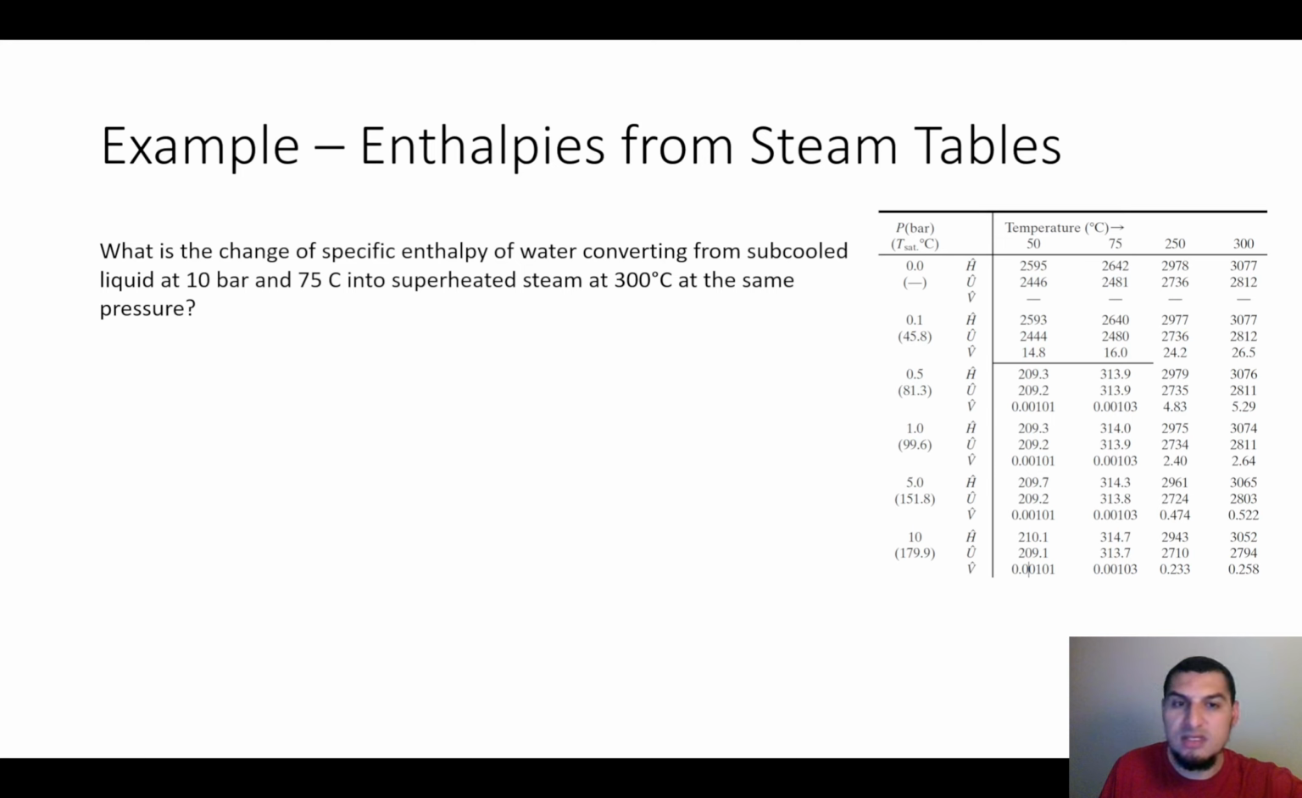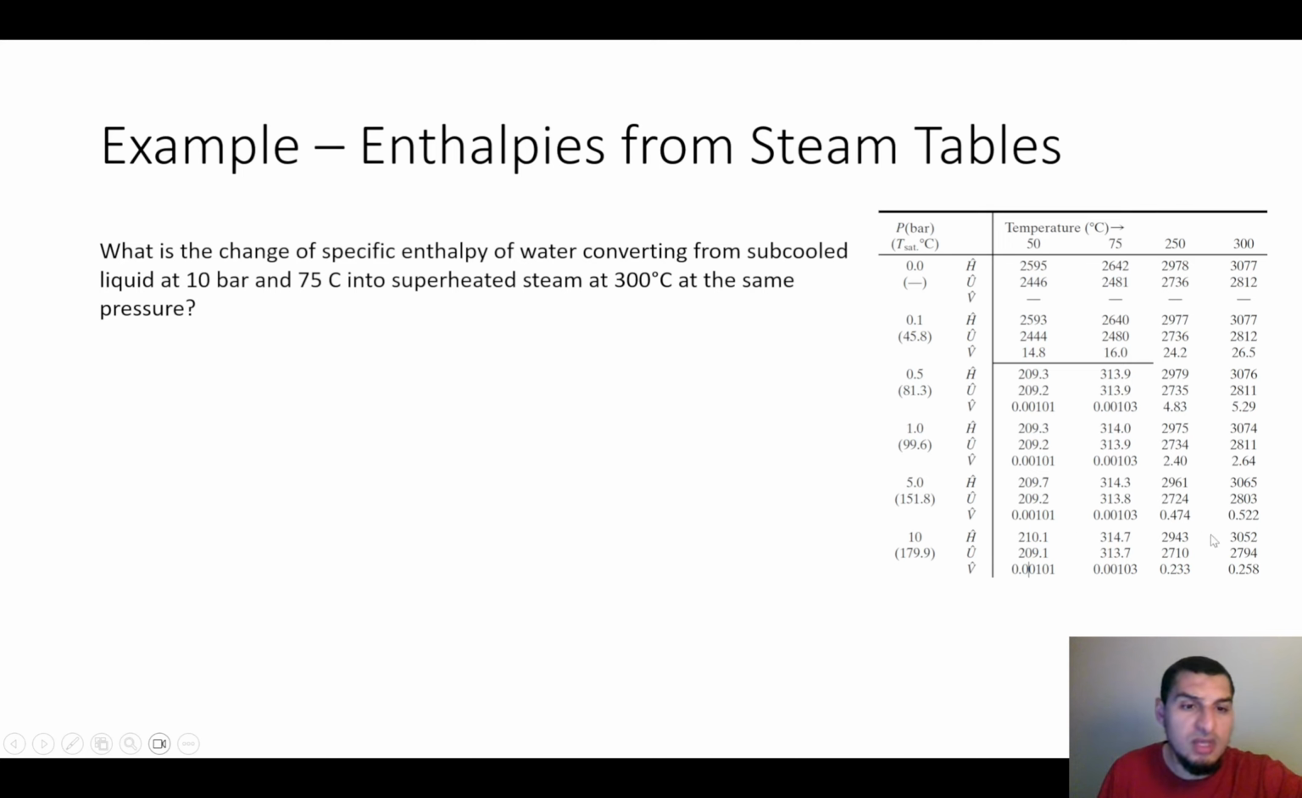We solved examples like this before in chapter 7 using steam tables. In this example, we have liquid water at 10 bars and 75 Celsius, and it's being heated to 300 Celsius at the same pressure, and we want to calculate the change in enthalpy. Simply, we want to get H2 and H1. H2 is the enthalpy of water at 300 Celsius and 10 bars. H1 is the enthalpy of water at 75 Celsius and 10 bars.